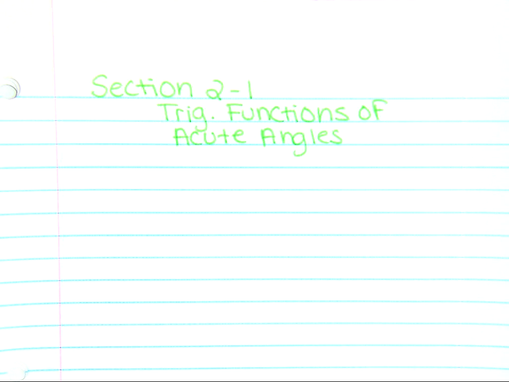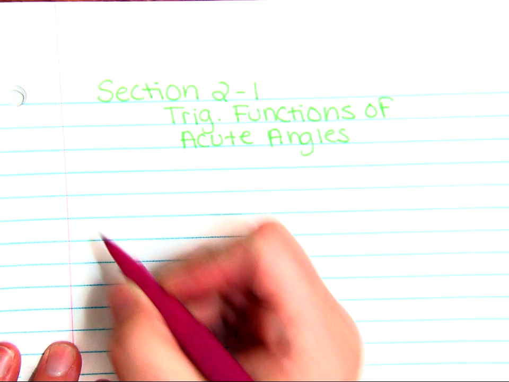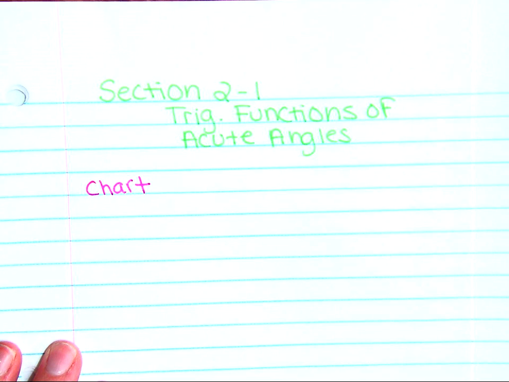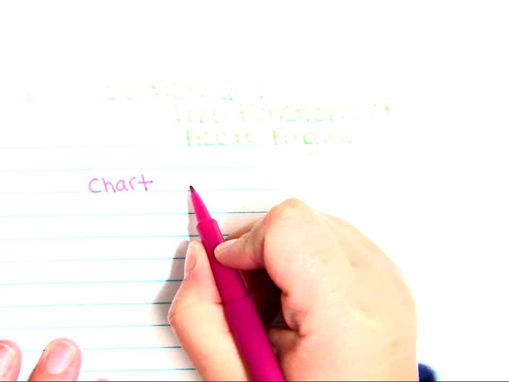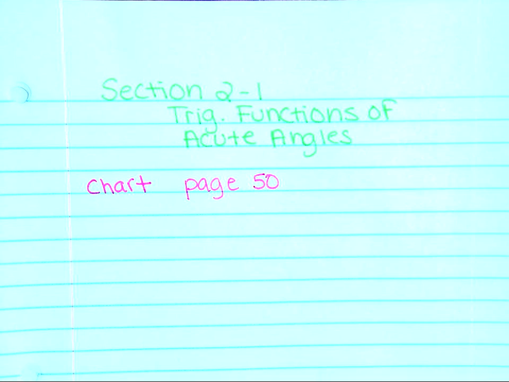Okay, so this is on section 2.1. It's on trig functions of acute angles. I want you to remember not only are we going to take notes, but then we have the chart that you filled out today in class, and that is on page 50 of your textbook if you ever lose that chart, because you will need that. If I say what's the sine of 30 degrees, you need to be able to tell me that.